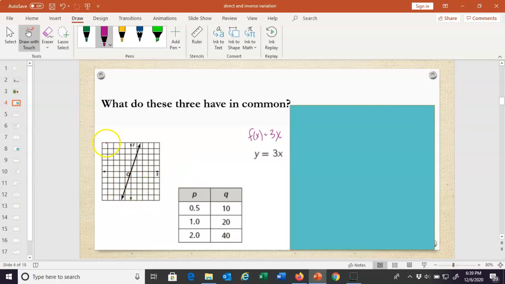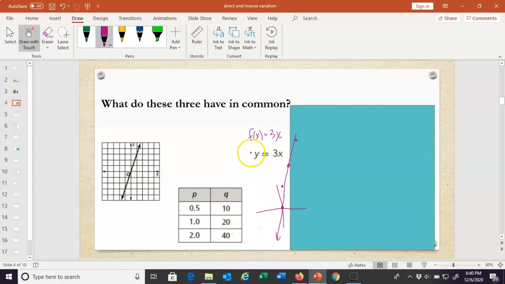So here's the first one as a graph. The second one, we can plot these points and just eyeball it: 0.5, 10; 1, up 20; 2, up 40. It would be 0, 0 there. If I kept going, it would be 0, 0, because I know the function rule.